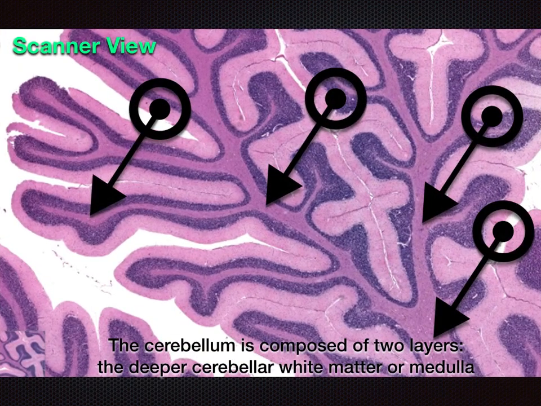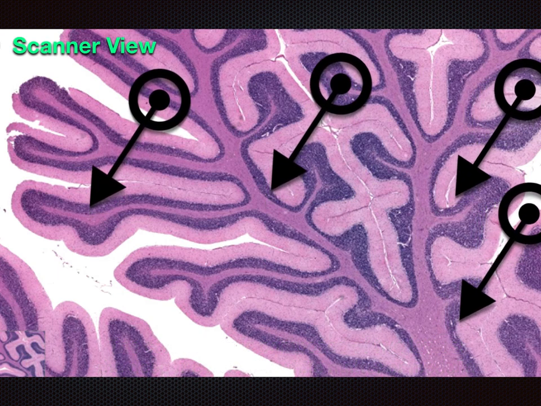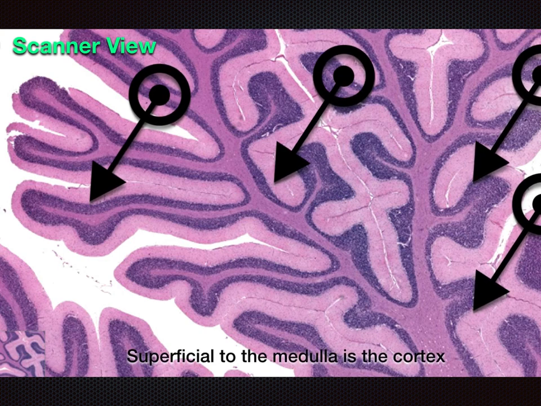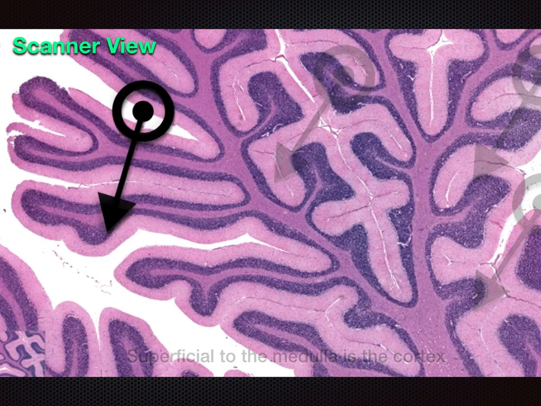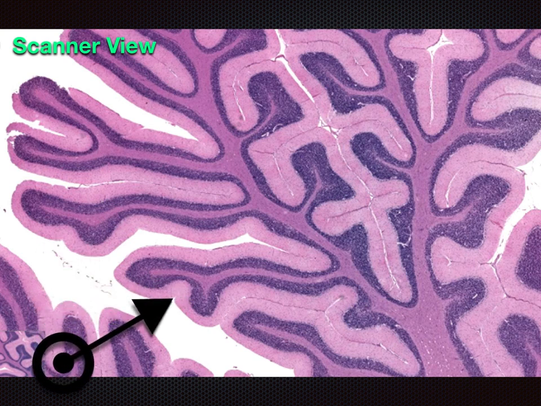The cerebellum is composed of 2 layers, the deeper cerebellar white matter, or medulla, as shown by the black arrows. Superficial to the medulla is the cortex, as shown by the arrows. Let us now view the cortex at LPO to visualize the 3 cerebellar cortex sublayers.